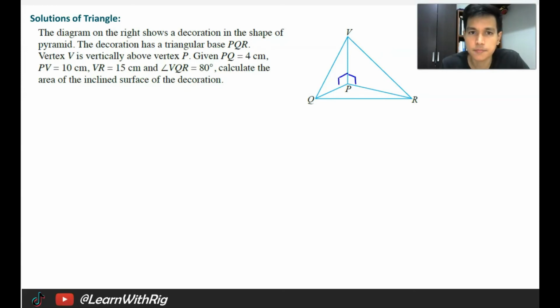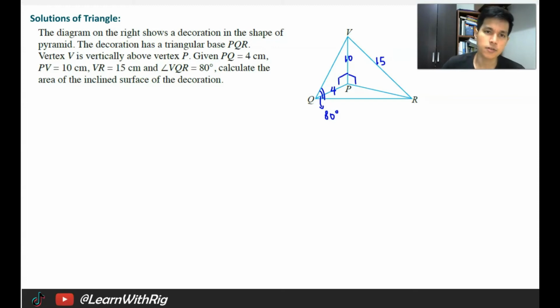It's a right angle. And then they tell you that PQ is 4 cm, PQ is here, PV is 10, VR is 15, VQR is here. Okay, this angle here is 80 degrees. Calculate the area of the inclined surface of the decoration. So that means they want this. Okay, the inclined surface. So how are you going to find this?